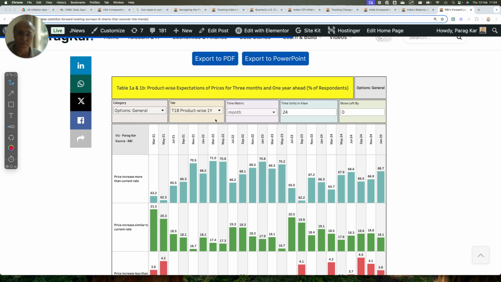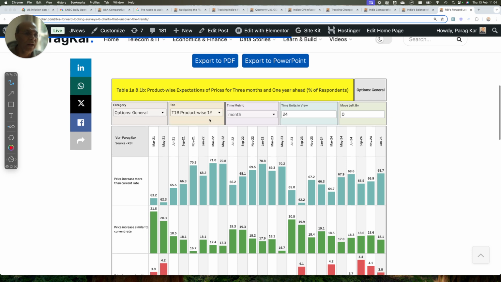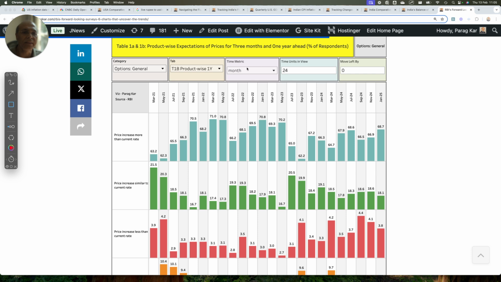This is what RBI keeps publishing, which gives a forward-looking survey. This table is called product-wise expected price for 3 months and 1 year ahead, percentage responded. What this chart is telling you is that there are various category options, general, cost of services, food products, etc., that you can pick from this drop-down box. Then you can pick items like product 3 months onwards or 1 year onwards, product wise. I have picked 1 year onwards, and you can pick a time frame, month, quarter, or yearly, and the number of time periods that you want to display. And this is to move the chart backward in time.